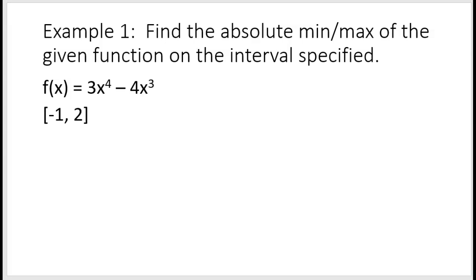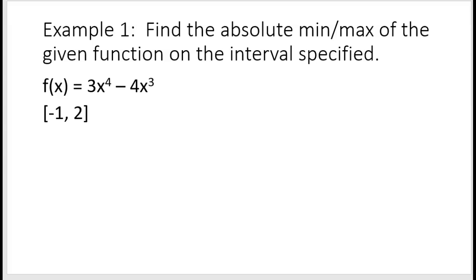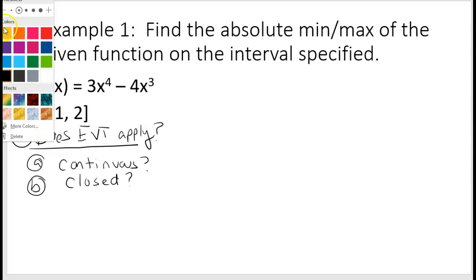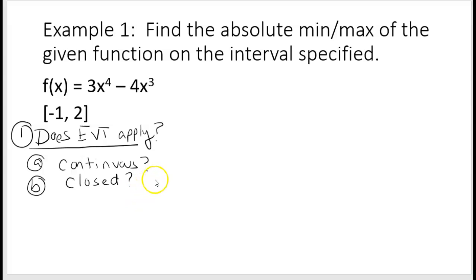The first thing we want to do is make sure that the EVT actually applies. For the EVT to apply, the function has to be continuous and it has to have a closed interval. Now, it has a closed interval. That's pretty easy to see. That's right here, right? The interval has brackets on the left side and on the right side. So that alone is an indicator that, yes, we're dealing with a closed one. So I'm going to put a check next to that. We're good. It's a closed interval.